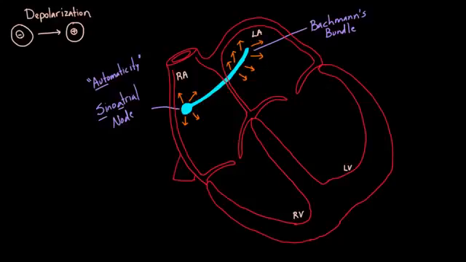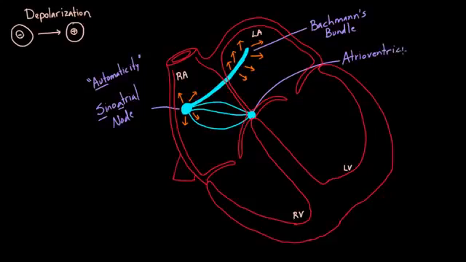And just like Bachmann's bundle, there are a few more little bands of tissue, almost like little highways, that take that signal down to another node called the atrioventricular node. So this right here is the atrioventricular node. The atrioventricular node is really the only connection, in most of us, between the atria and the ventricles. It's sometimes called the AV node.